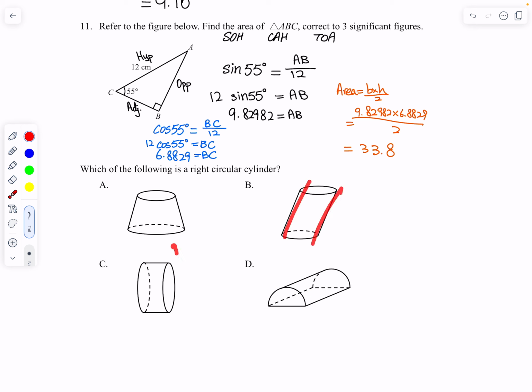How about this one and this one? Which one is the correct one? The correct one is C, because the yellow side and yellow side are the same and the rest is all circular. As for this one, it is getting slanted, so it's not right. Cool.